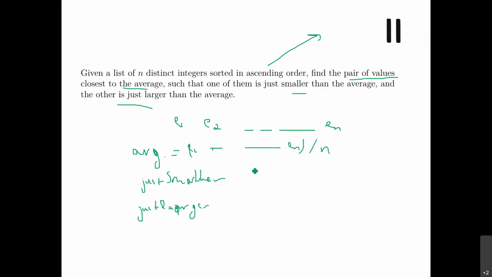So how would you go around to doing this? I'm going to give you the hints. You can try to solve this on your own time. Well, step 1, find the average, right? Your main problem is to find just smaller and just larger. But in order to find that, you're always comparing them with the average. So find average.